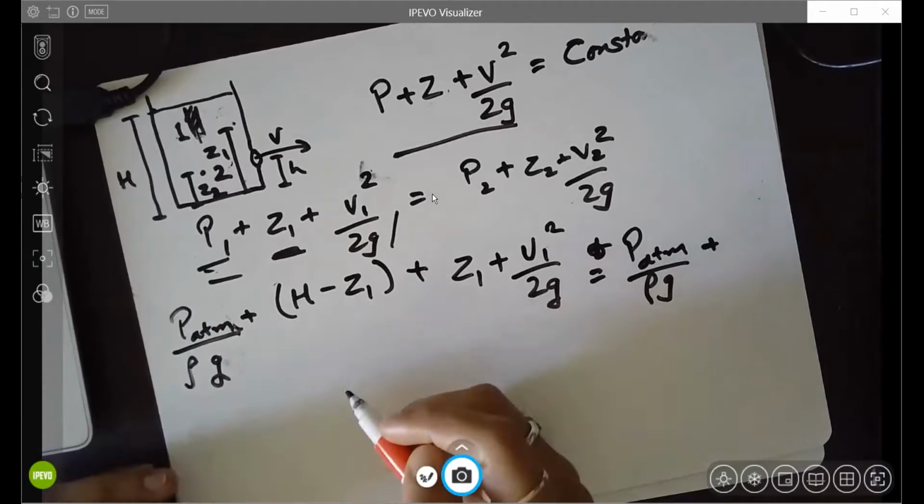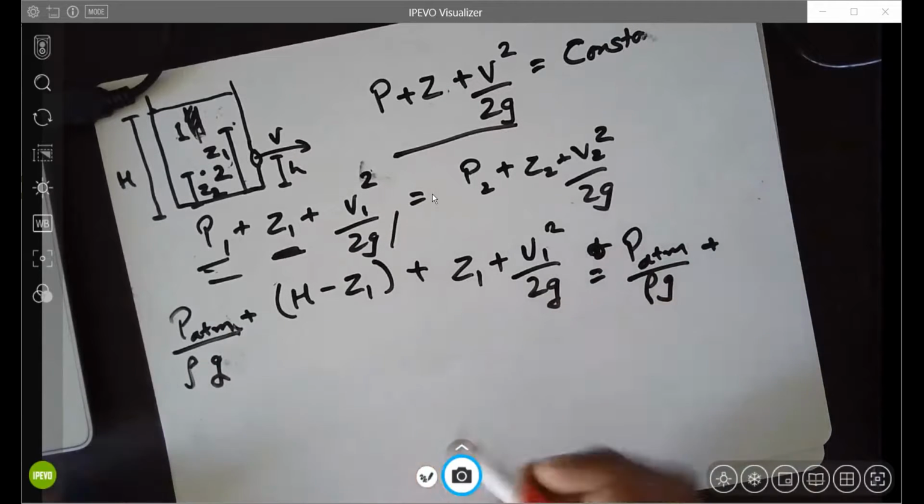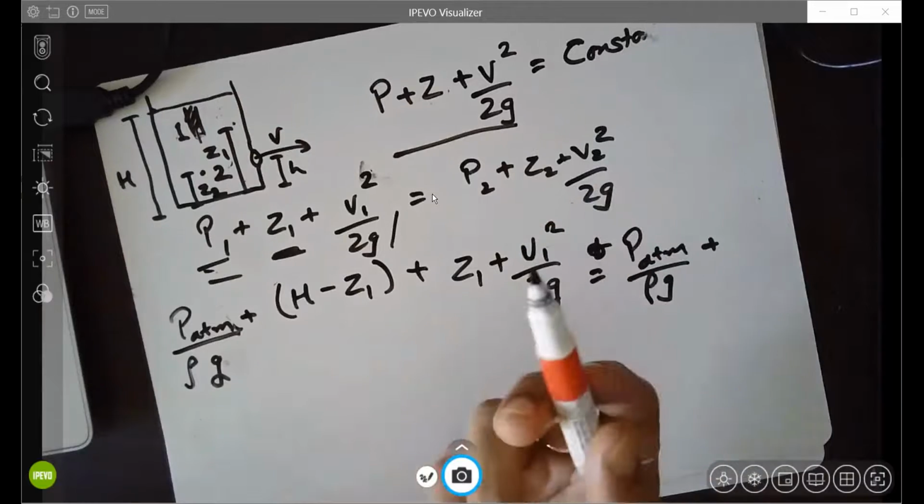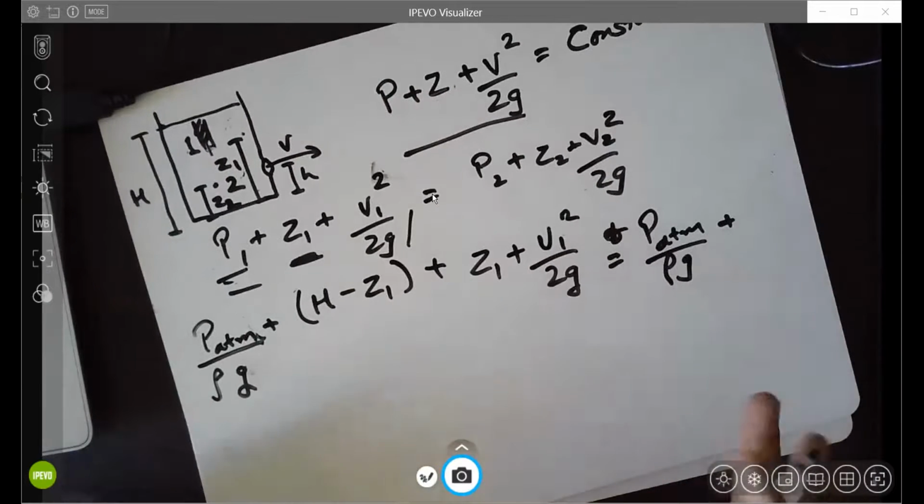My handwriting is legible, right, for you? Because this marker is too fat and the board is too small.